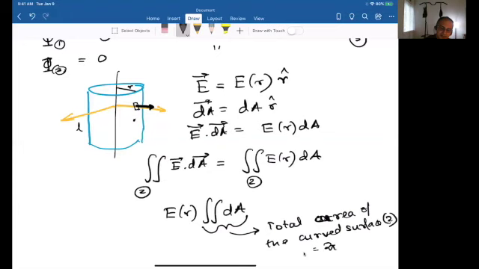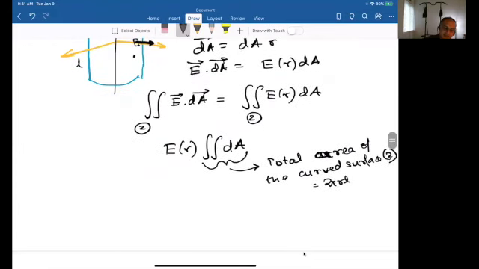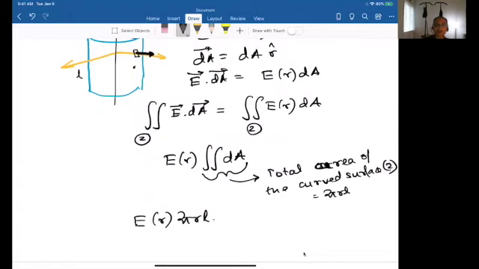So the surface integral just becomes E of r times 2 pi rL. And just like in the case of spherical symmetry, if you're integrating over the surface of a cylinder, you can, if you want, jump straight from here to here. When you have cylindrical symmetry, the surface integral of an electric field over a cylindrical surface is just E of r times 2 pi rL. Okay, and so that is the flux over the curved surface. So this is the flux over surface 2.